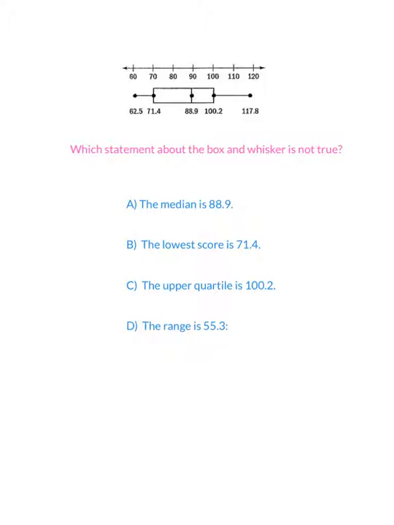Now we're going to use a box and whisker to analyze some data, and we have a multiple choice question. It says, what statement about the box and whisker is not true? Again, we're going to look at all 4 choices, going one at a time. Since it's not true, I should have 3 true statements and 1 statement that's not true. Letter A says the median is 88.9. This is our median, the line inside our box, which is 88.9, so that one's true.